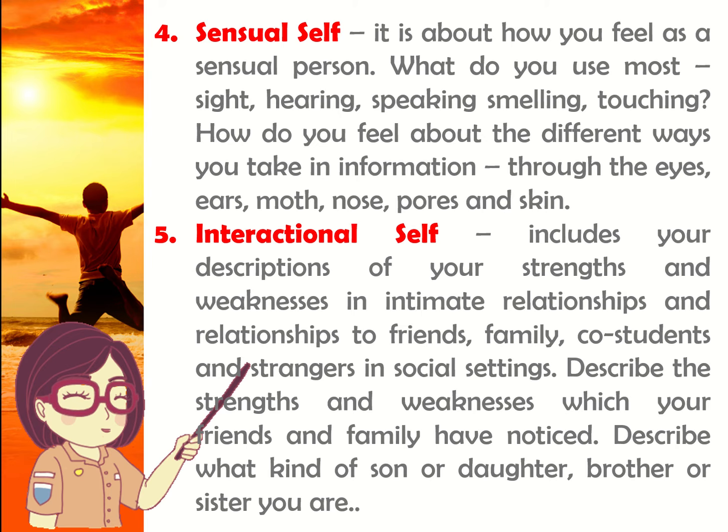Diba? Maki-interact ka. So in this segment, you can include your descriptions of your strengths and weaknesses in intimate relationships and relationships to friends, family, co-students, and strangers in social settings. So you can describe the strengths and weaknesses which your friends and family have noticed. You can also describe what kind of son or daughter, brother or sister you are.